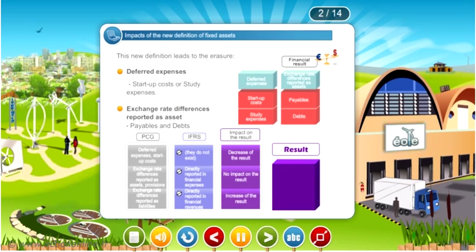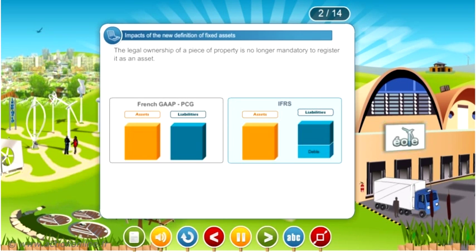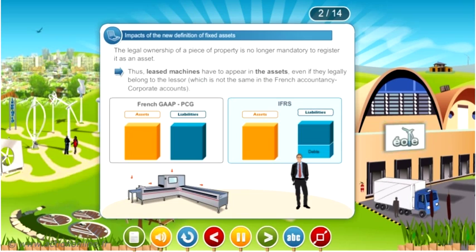In the French GAAP, exchange rate differences are reported as assets, accounted, and a provision for foreign exchange losses is recorded to take into account the unfavorable unrealized exchange rate differences, principle of prudence. The IFRS aim to describe the economic reality. The legal ownership of a piece of property is no longer mandatory to register it as an asset. Thus, leased machines have to appear in the assets, even if they legally belong to the lessor, which is not the same in the French accountancy corporate accounts.